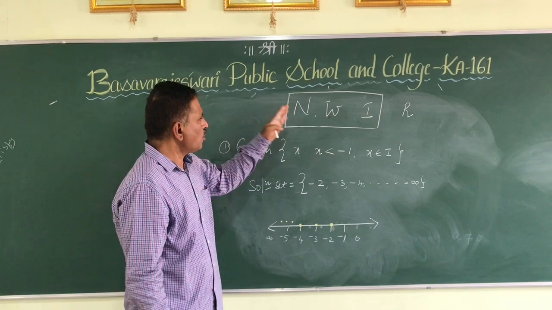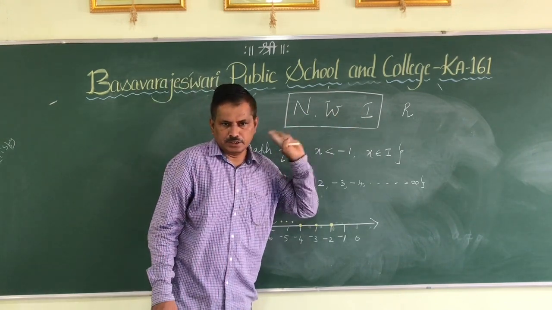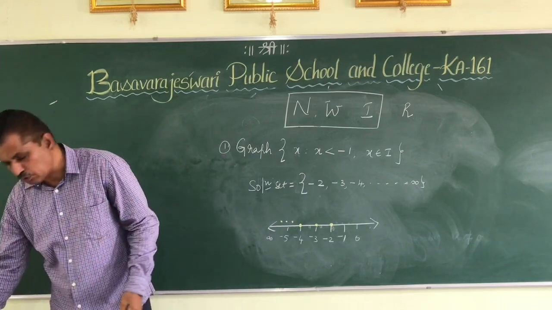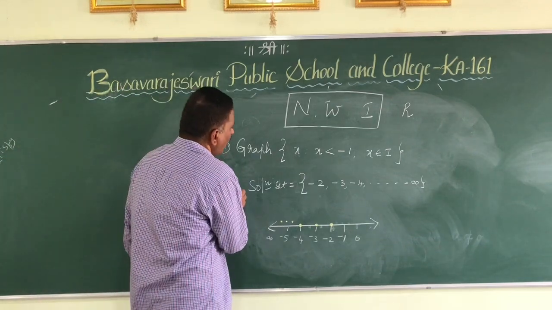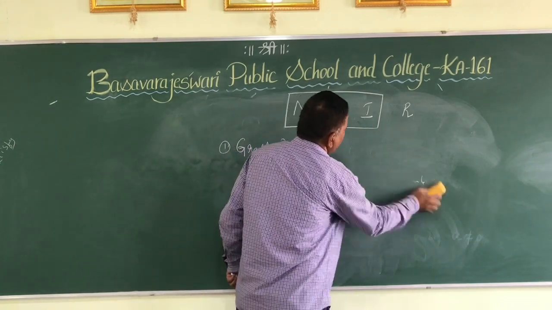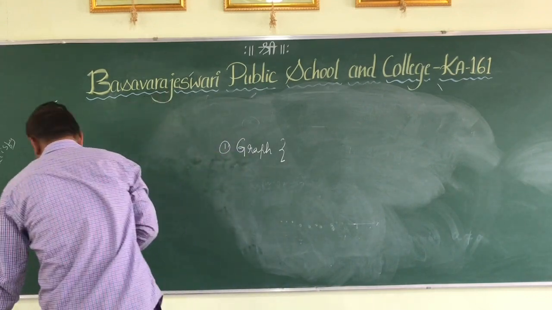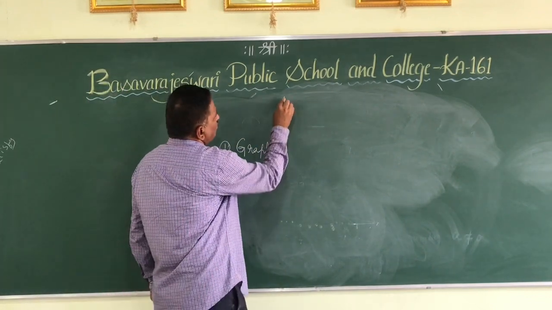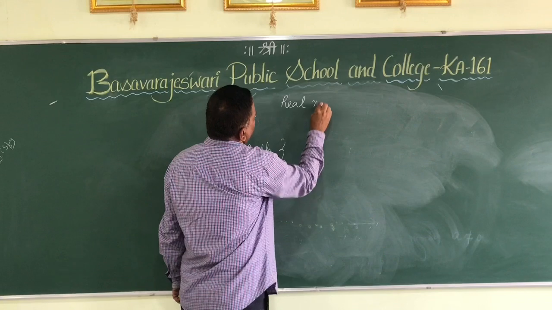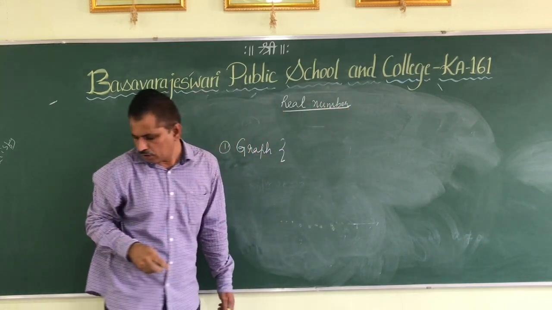This is how we will represent the integers in the graph, right? So you understood how to represent the natural numbers, whole numbers, as well as integers. The next one is graph representation of real numbers. We'll consider an example for this one.